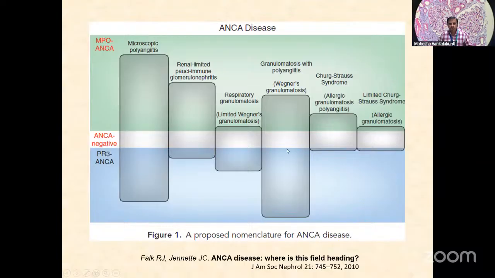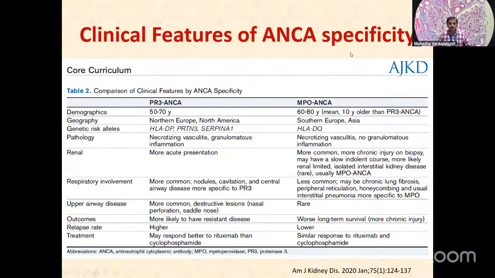So you can see at the mid portion that there is a gap which is ANCA negative in all of these categories, and this category is further backed up with the renal histology of being pauci-immune, along with the non-proliferative necrotizing glomerulonephritis. The clinical features with that of ANCA specificity in the two categories of PR3 and the MPO ANCA, it's the demographics and the outcome, the relapse rate which have slight difference.